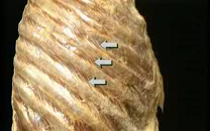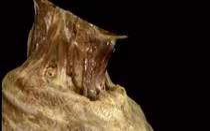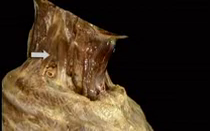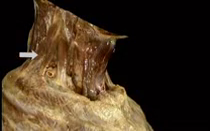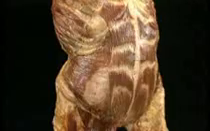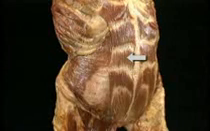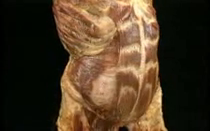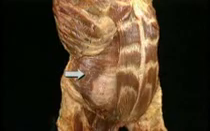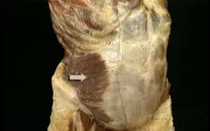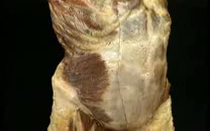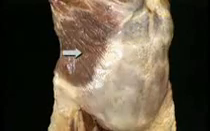Here are the external intercostal muscles, the scalene muscles, anterior, middle, and posterior, the internal intercostals. Lastly, here are the rectus abdominis, transversus abdominis, internal oblique, and external oblique muscles.